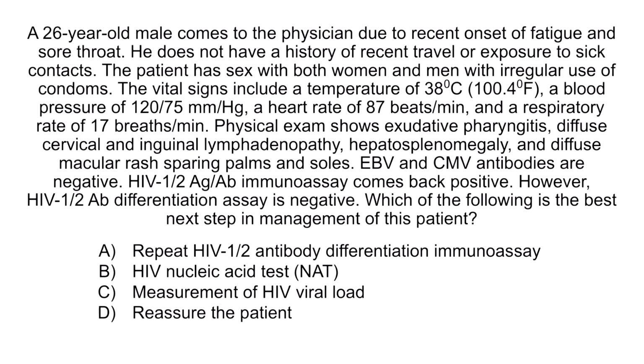A. Repeat the HIV 1/2 antibody differentiation immunoassay. B. HIV nucleic acid test. C. Measurement of HIV viral load. Or D. Reassure the patient. Okay. This question is focused on the diagnostic algorithm of an HIV infection. So this patient's symptoms, such as fever, exudative pharyngitis, diffuse cervical and inguinal lymphadenopathy, hepatosplenomegaly, and diffuse macular rash are consistent with acute retroviral syndrome.